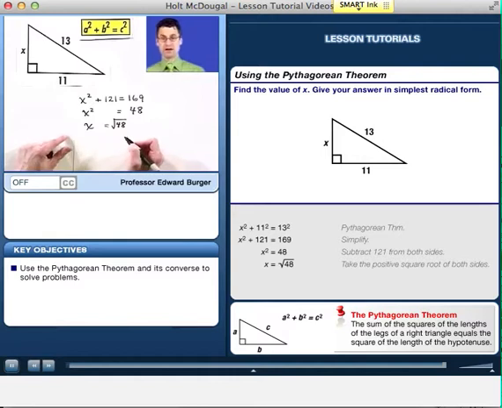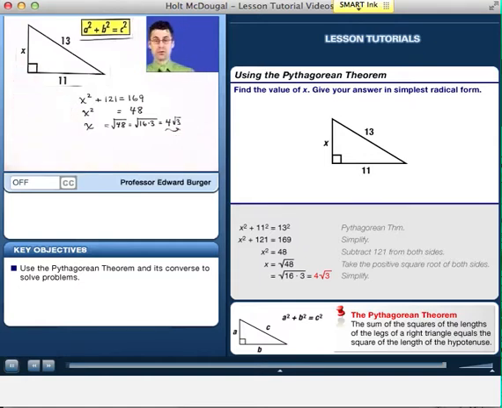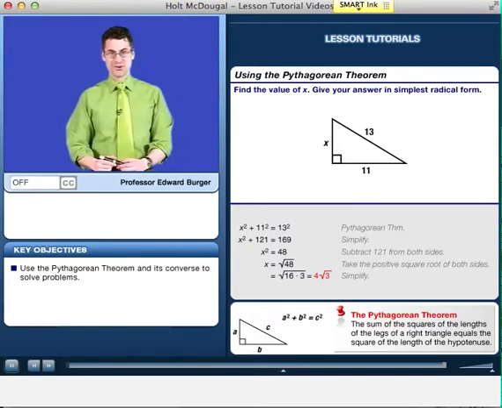Now let's see if we can simplify that as much as possible by pulling out as many perfect square factors as we can. Well, 48 is really 16 times 3, and the square root of 16 is actually 4, so I can write this as 4 square root of 3. So x equals 4 square root of 3. Pretty cool. Let's try another one.